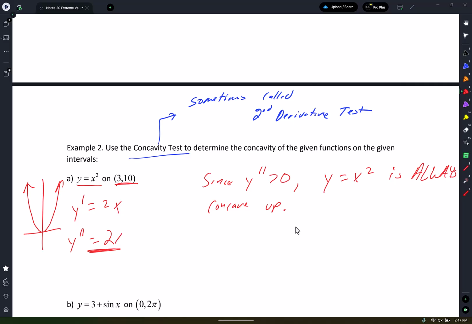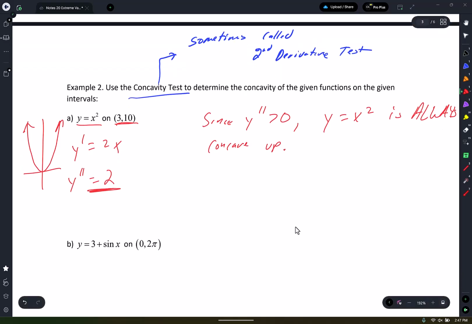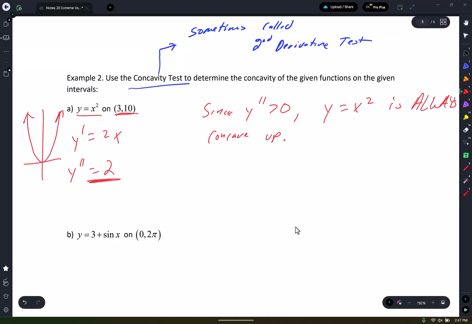If I would have had an x, then it's only concave up between 0 and infinity, or it's concave up between 3 and 10. But I don't, you know what I mean? I'm just concave up regardless of the interval. But sometimes that interval does come into play. But in this case, it didn't. All right. Next one. Y equals 3 plus sine x on 0 to 2 pi. This one's going to come into play.